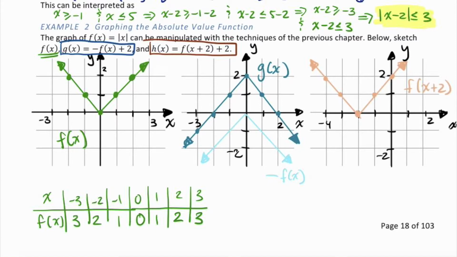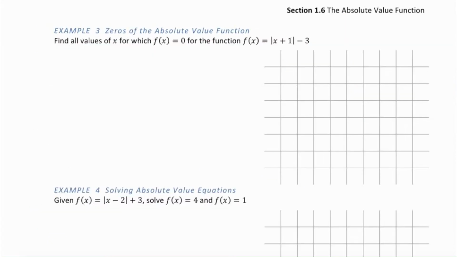Now we want to shift our graph 2 units up. Since we're adding to here, we want to shift 2 units up. Let's go ahead and do that. So this point would end up here. This point would end up here. And our new graph, squished in right here at the top, would look like this. And here is our graph of h of x.